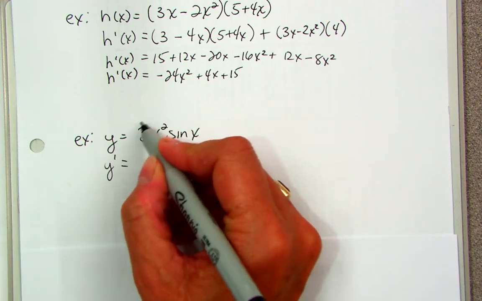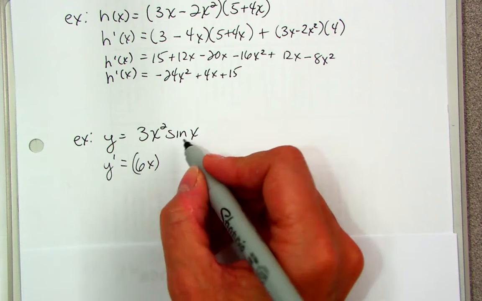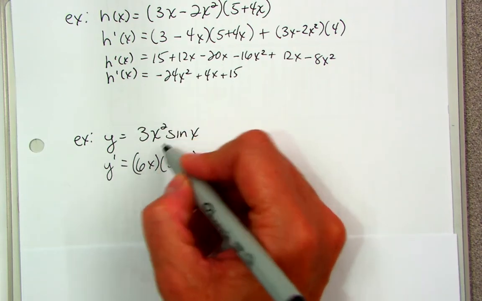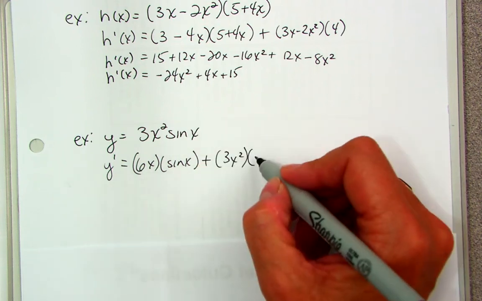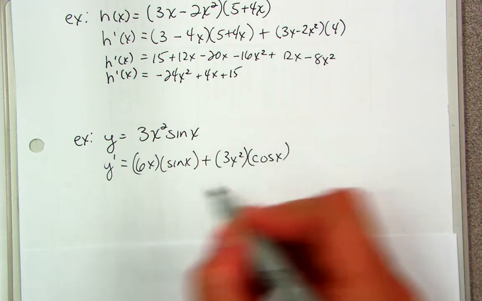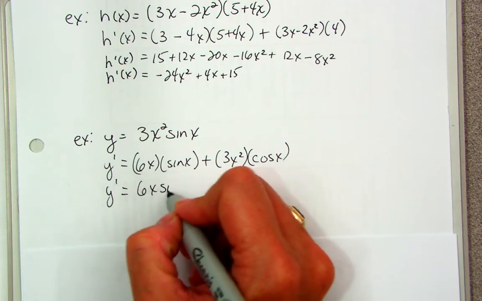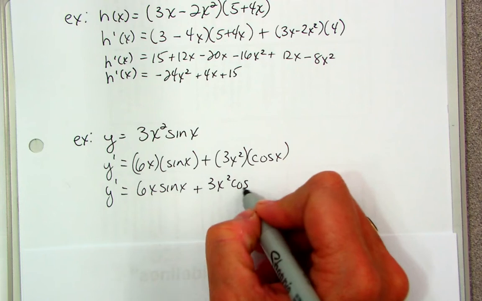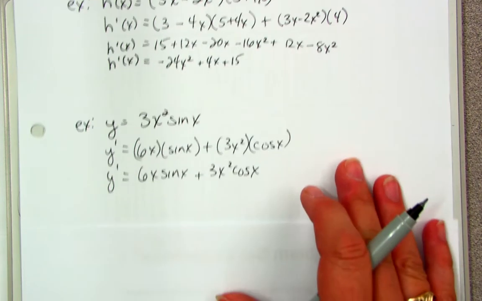I'm going to take the derivative of the first one and leave the second one alone. Plus, leave the first one alone, take the derivative of the second one. Now simplify. Done. Let's try it again.